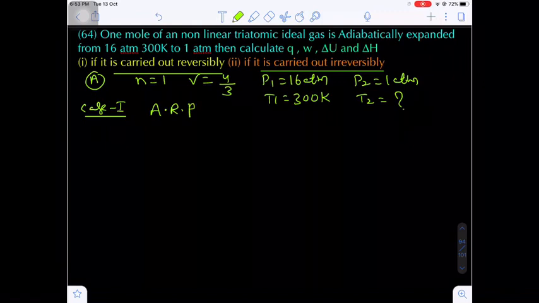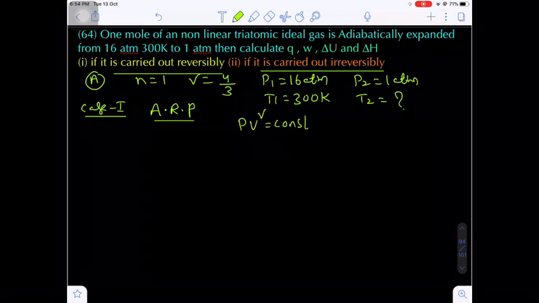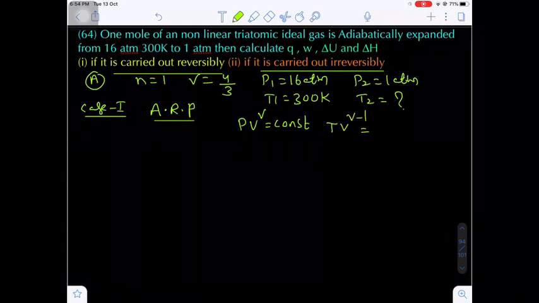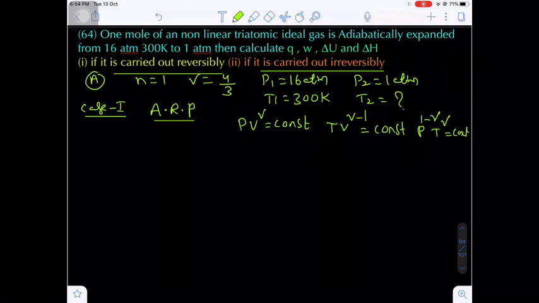Adiabatic reversible process. Now in adiabatic reversible process, we have three relations. What are the three relations? Again I am writing PV to the power gamma will be equal to constant. T V to the power gamma minus 1 is equal to constant. P to the power 1 minus gamma and T to the power gamma will be equal to constant.